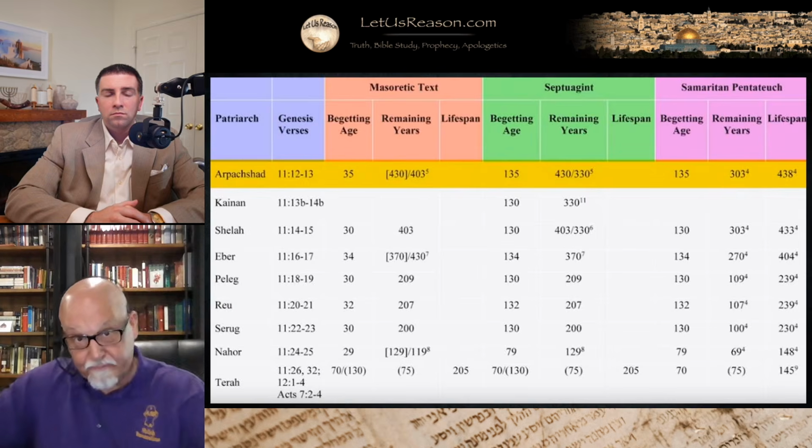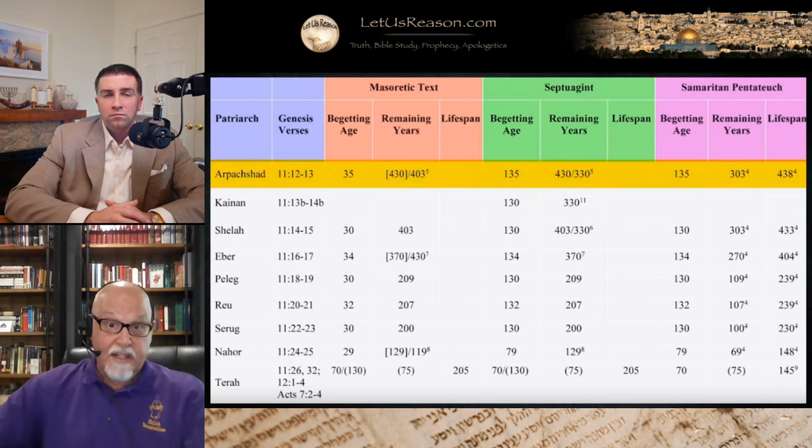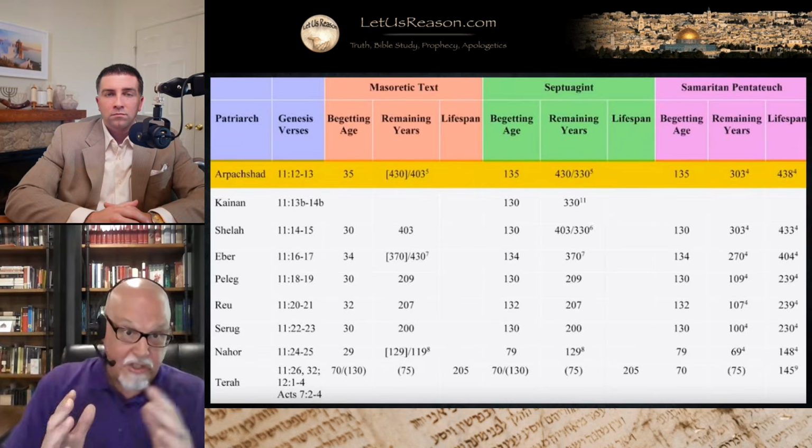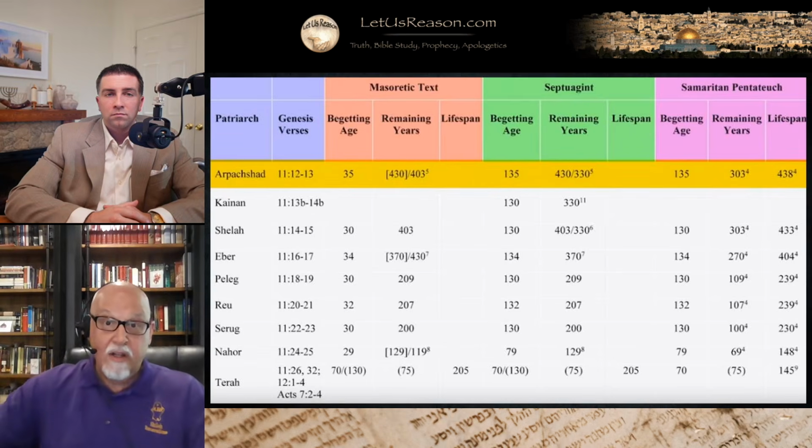Okay, so now let's go to the post-flood period, where it gets even more interesting. Now it kind of flips. You know, the Samaritan Pentateuch and the Masoretic matched each other more before the flood, but now in the post-flood world, the Septuagint and the Samaritan Pentateuch, well, they kind of match. They match the beginning ages almost all the way through, or almost perfectly matching. But the remaining years are different. The Samaritan Pentateuch has deflated them. That's very interesting. Then the Masoretic, the numbers are lower for the beginning ages, but the remaining years match the Septuagint. So what's going on there?